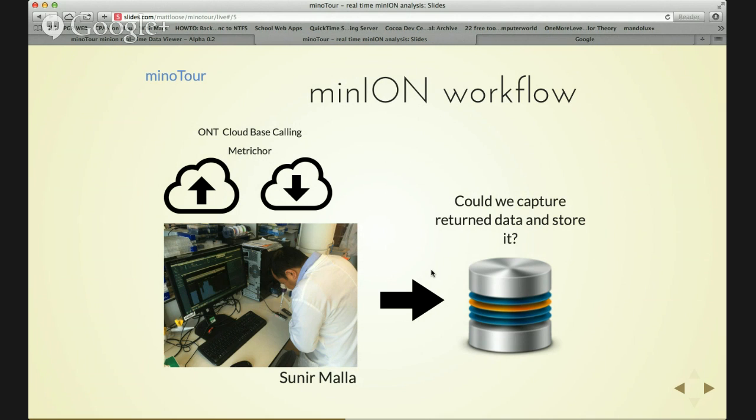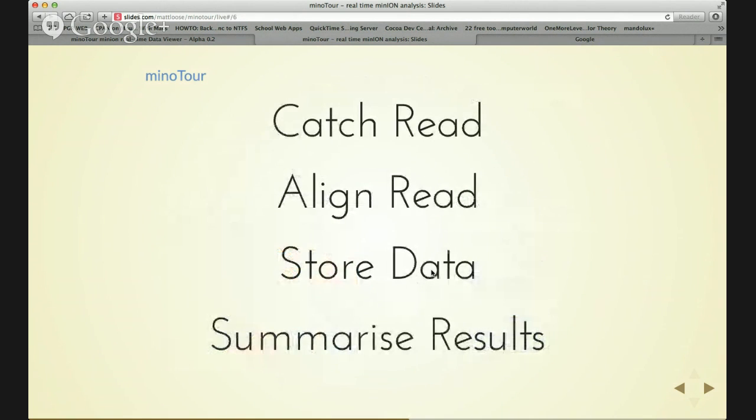But we didn't want to interrupt the run on the machine controlling the MinION. So initially we were copying reads off at the end of a run. You've got to wait some time. You want to know the answers quicker than that. So what we did was mount the folder that the reads are returned to on the Windows machine on a Unix box over a local share. And then, of course, we could watch the data appearing in that folder. We could watch the reads coming in. So we wanted to catch the read, align the read, store the data, and ideally we wanted people to be able to look at what was coming back in real time.